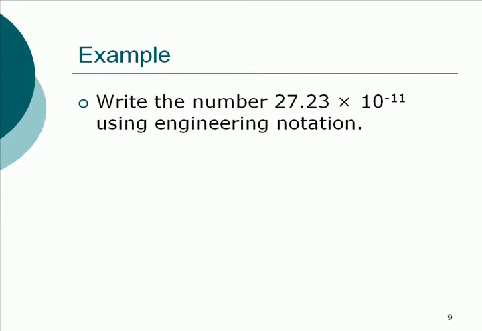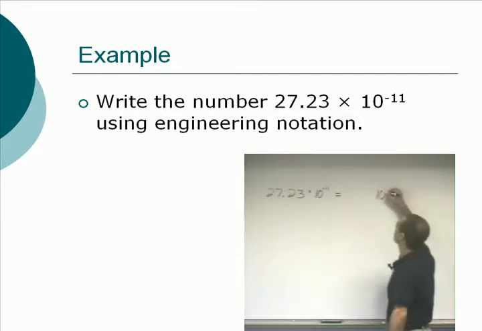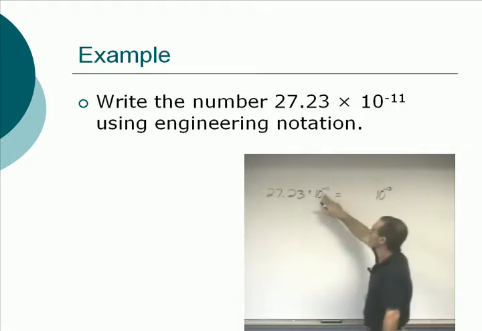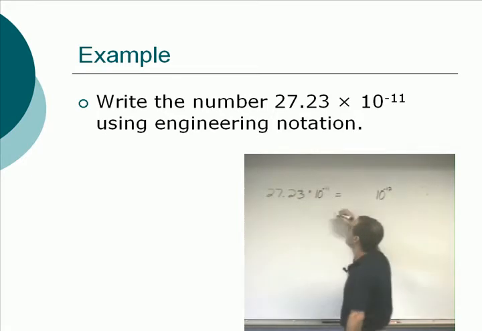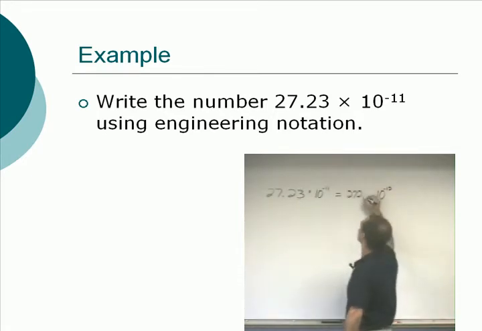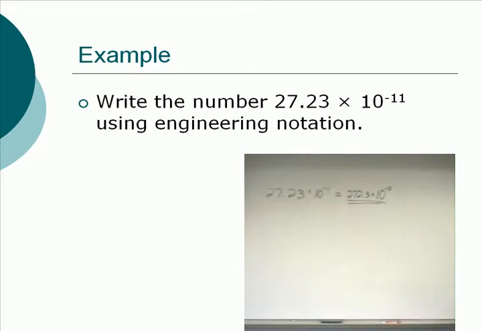One more. Let's write the number 27.23 times 10 to the negative 11th in engineering notation. Well, is that power of 10 going to be negative 12 or negative 9? Those are your 2 real choices. Okay, let's make the power of 10 negative 12. That means that the right side's getting smaller, which means the left side's going to have to get bigger. 272.3 times 10 to the negative 12th power, and that one's in engineering notation.